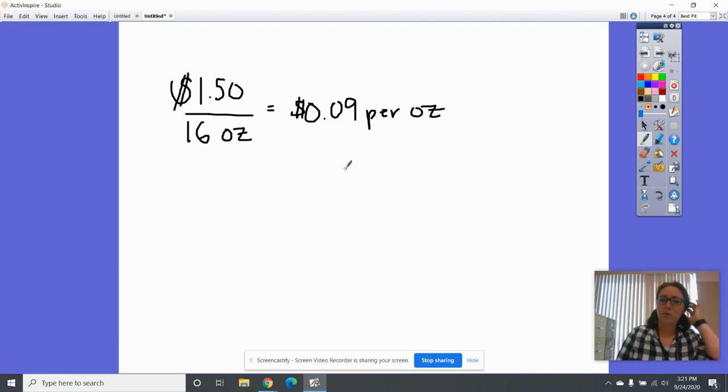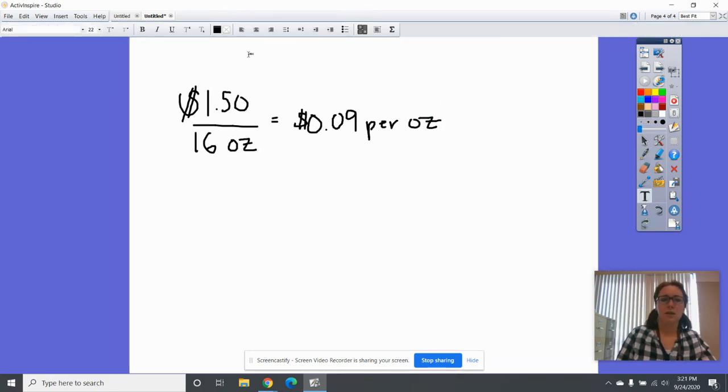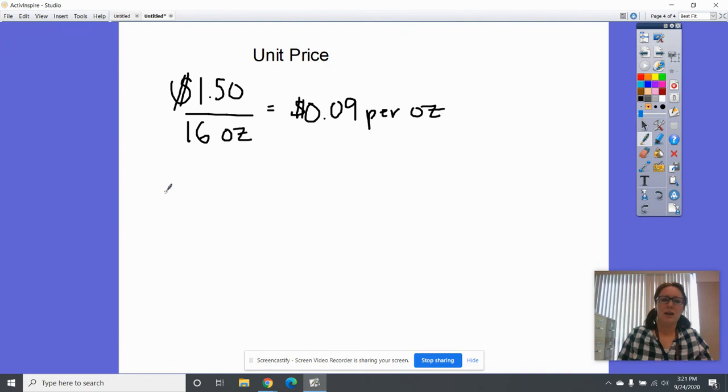Now, whenever we're doing a unit price, let me type that in there, unit price. There's one thing that we do have to keep in mind, and that is that the money is always on the top and the number of items is always on the bottom. So in this case, our items was 16 ounces, but our price is on the top.